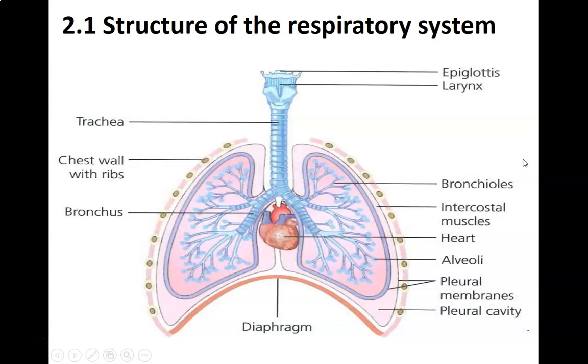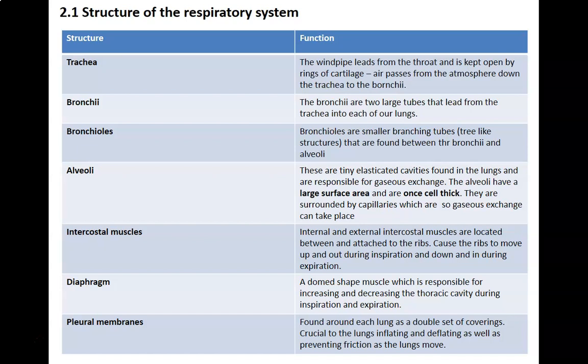We need to know the function of certain key elements, which I've pretty much just gone through. However, you need to get it written down. So we should have the structure, trachea, and its function. It is also known as the windpipe, and it is the throat, and it is kept open by rings of cartilage. Air passes from the atmosphere outside down the trachea to our bronchi. Our bronchi are those two large tubes that lead from the trachea into each of our lungs. I do not mind if you're pausing this or going back to have a look at each of these structures as I speak about their function. Our bronchioles are those tree-like structures I mentioned, smaller branching tubes found between the bronchi and the alveoli. Air passes through these to get to the alveoli.